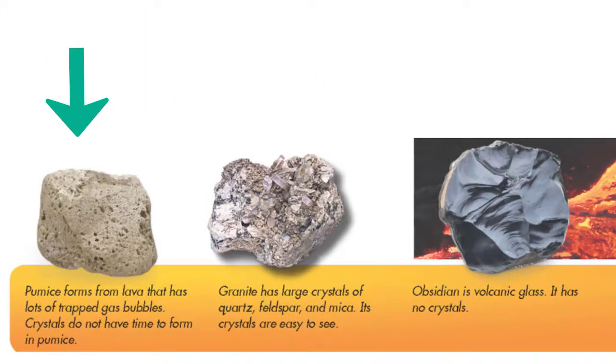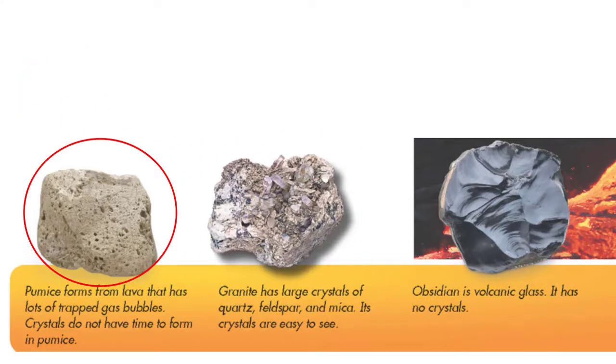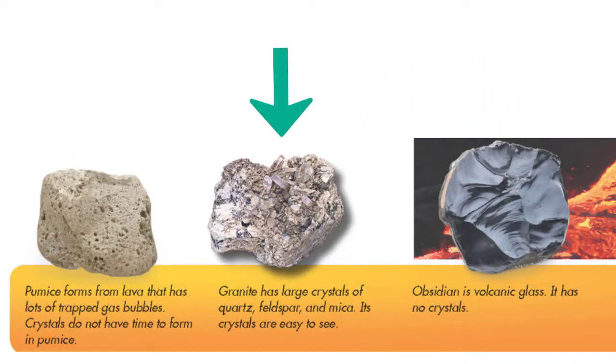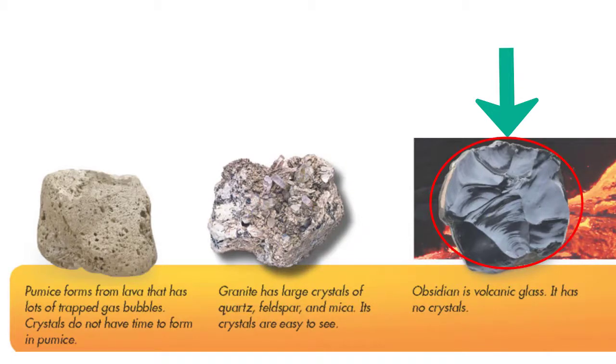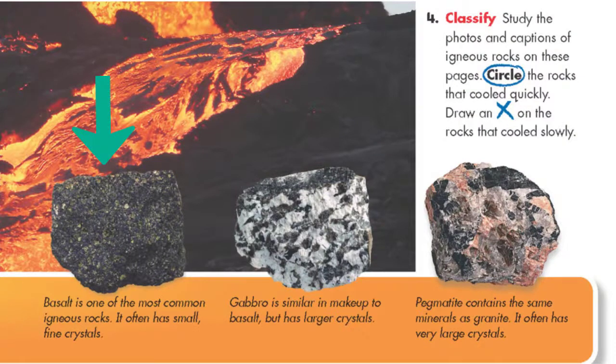Pumice. Pumice forms from lava that has lots of trapped gas bubbles. Crystals don't have time to form in pumice, so it is quickly cooling, so you should do a circle. Next, number 2, granite. Granite has large crystals of quartz, feldspar, and mica, so you should put X on it. Next, obsidian. Obsidian is volcanic glass. It has no crystals, so it is quickly cooling. You should put circle.